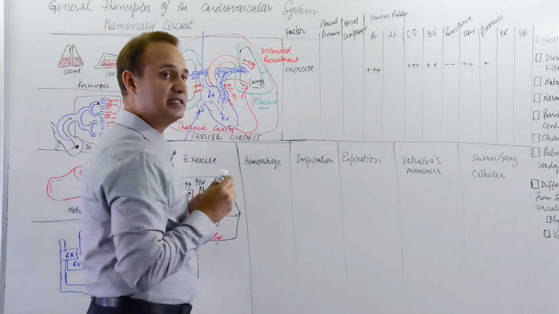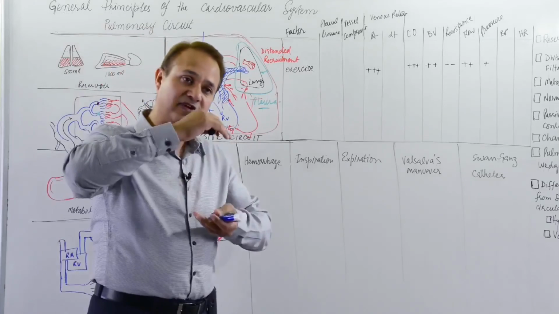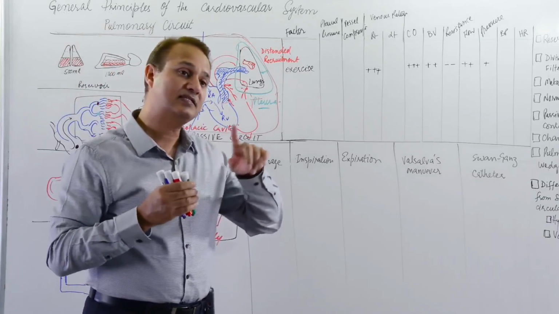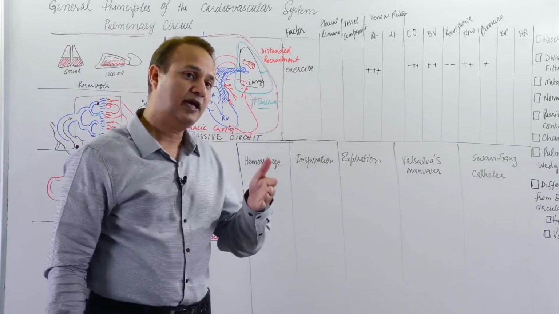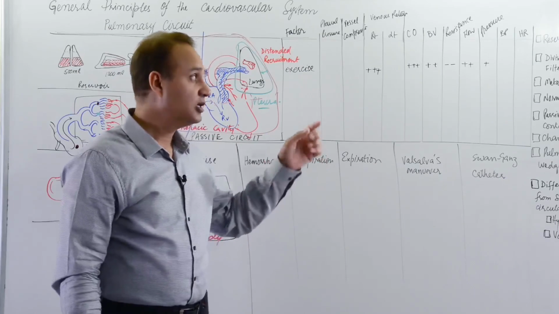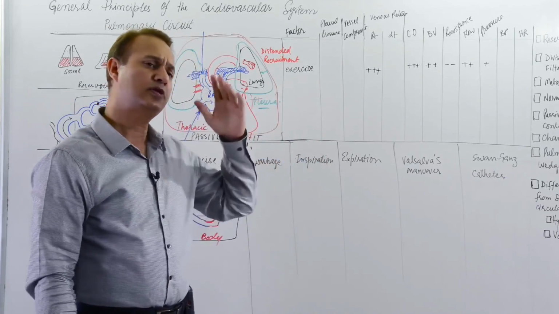So the end result is, if the vessel has become dilated, plus there will be recruitment, what will happen to the pressure within the pulmonary system? Not too much increase.